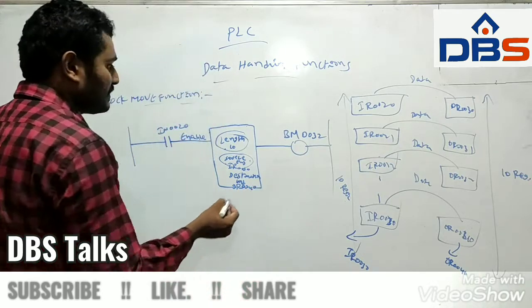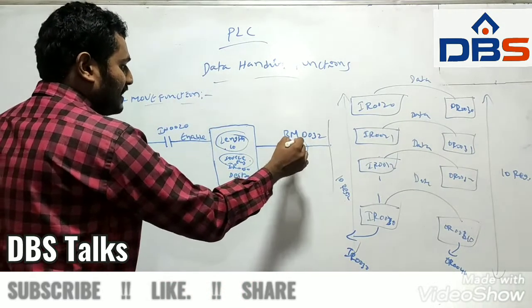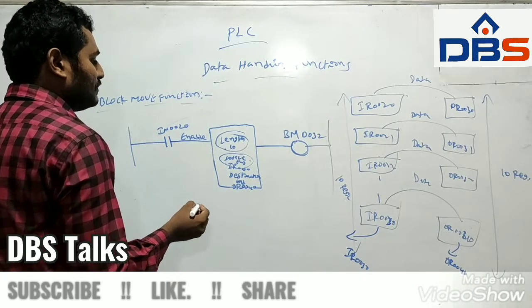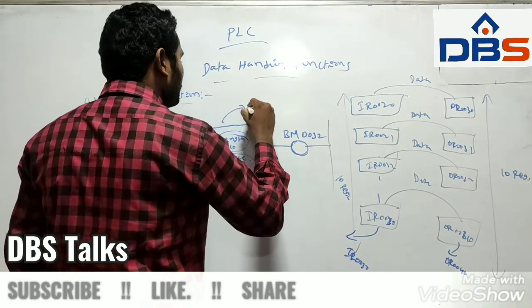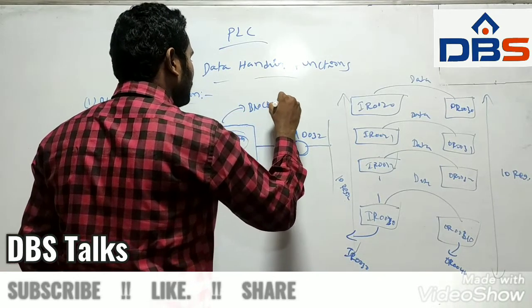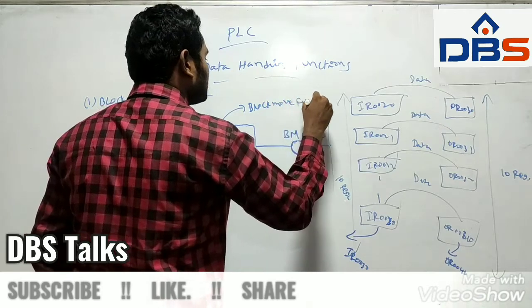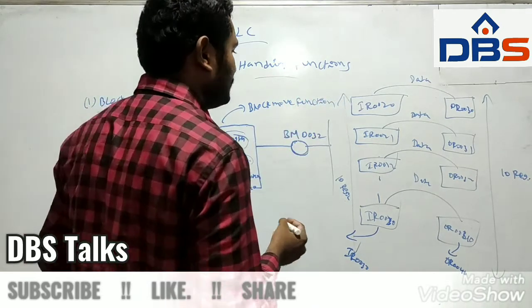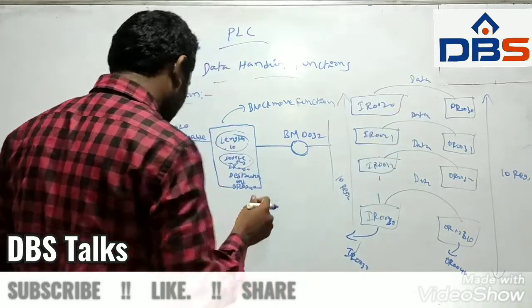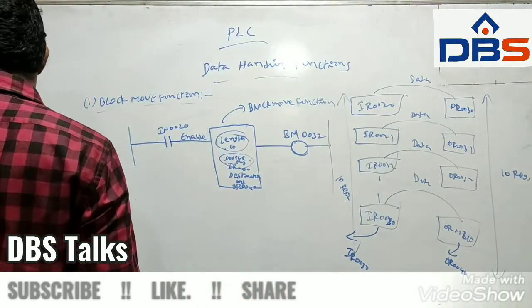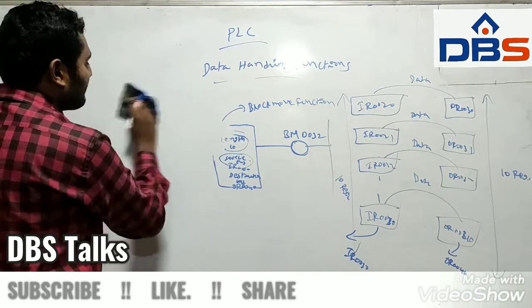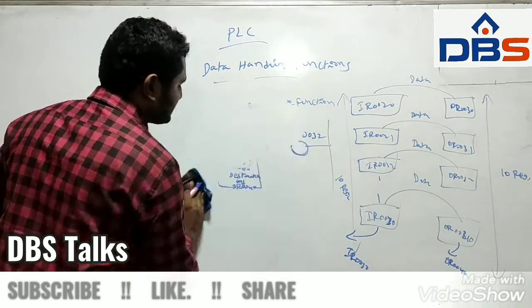In this case, if you want to turn on this functional coil operation, firstly we have to complete the block move function. That means we have to transfer the 10 registers of data into the next consecutive 10 registers. So this is the block move function, and these are the main data move functions in the PLC.